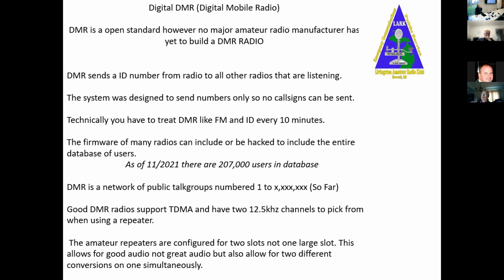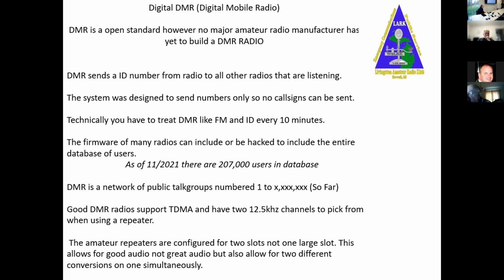Now, DMR sends a number. So Jerry keys up and says, hey, how are you doing today? And he does an ID. All I get from him is a 7-digit number. Legally, it's not Fusion, which was written around amateur radio, and it's not D-Star, which was written around amateur radio, that both have your call sign in the protocol header. DMR just sends a number. So as amateurs, we have to treat it like FM, which means that you have to ID every 10 minutes, just like you do with an FM radio.